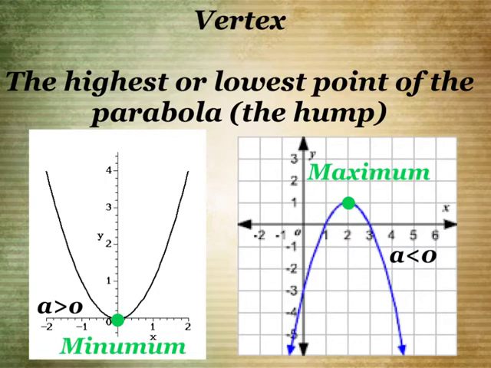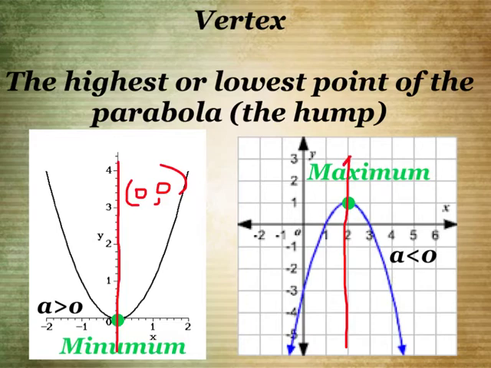Now, notice here again, our axis of symmetry was at x equals 0, this line, and at this line, we hit our vertex. So our vertex for this graph is 0, 0. Remember, it goes x, y. And here, again, our axis of symmetry was at x equals 2. And we can see that our vertex is at 2, 1. Again, x, y.